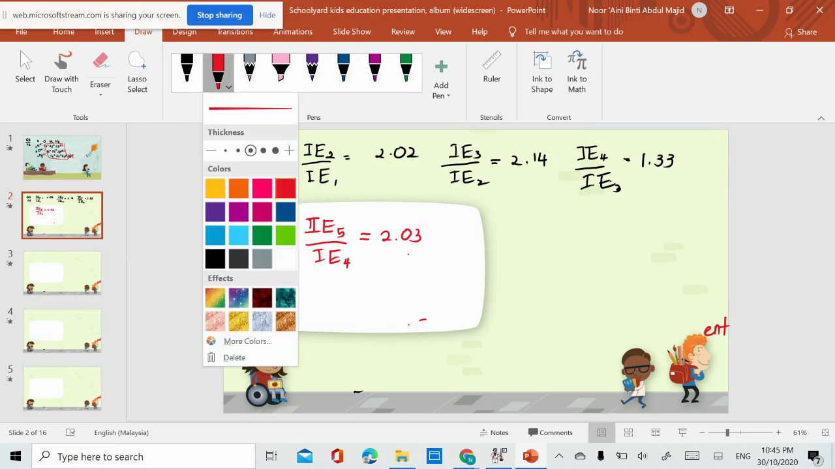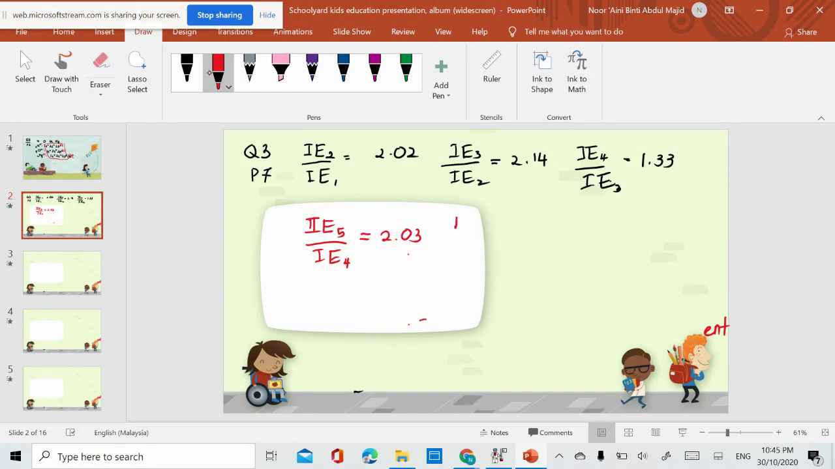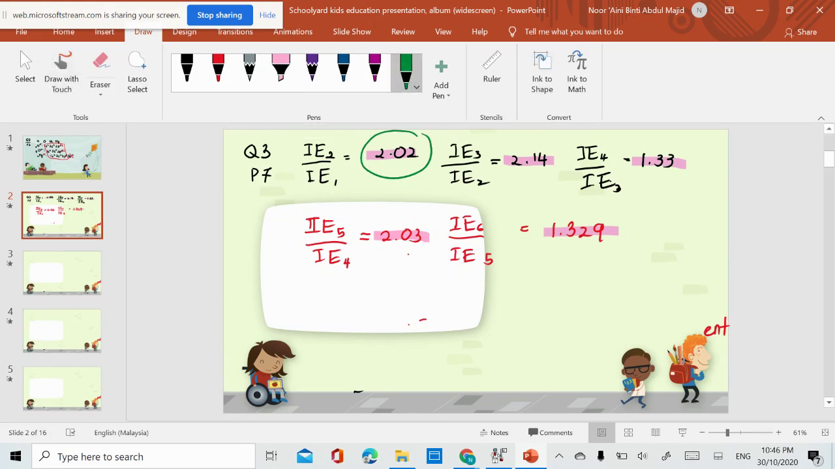And finally, the ratio of IE6 over IE5 equals 1.329. Now, look at all the numbers here. 2.02, 2.14, 2.03, and 1.3. No number. We have 3, 2 point something.